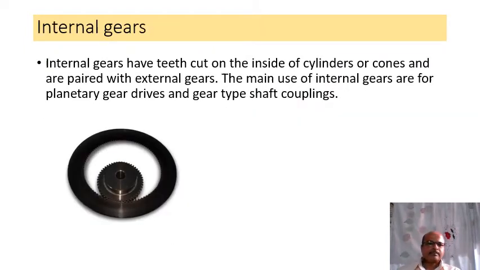So next, internal gears. So what is an internal gear? Internal gears have teeth cut on the inside of cylinders or cones and are paired with external gears. So this is the internal gear structure. The main uses of internal gears are for planetary gear drives and gear type shaft couplings.